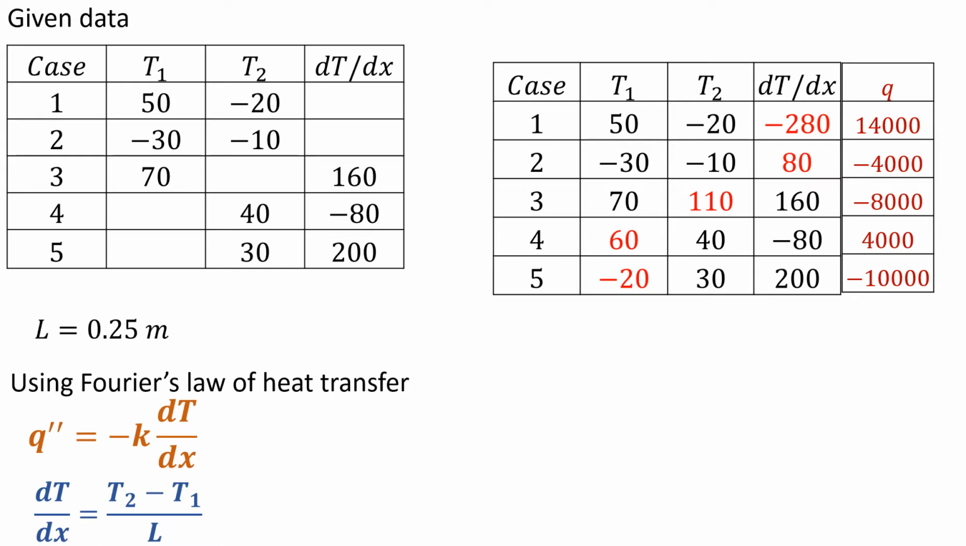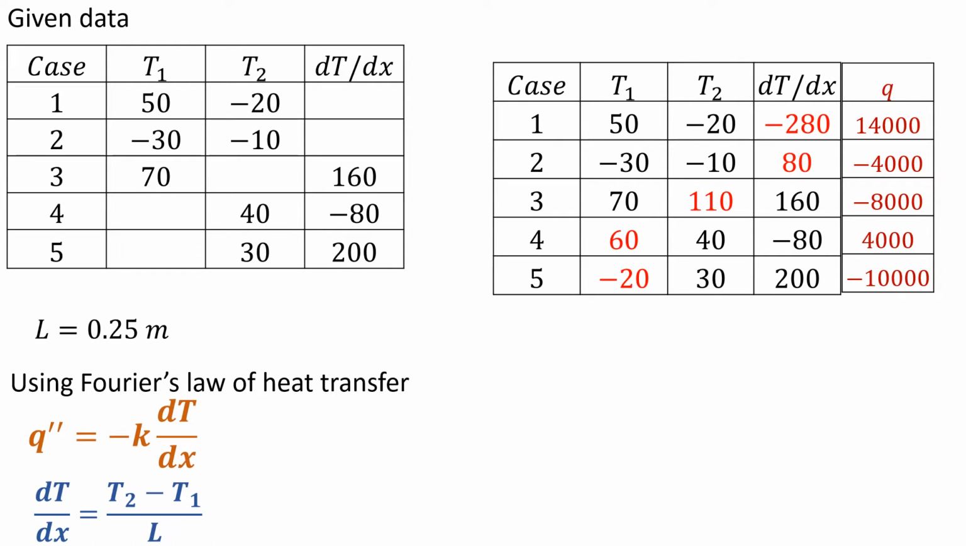For example, in case 1, we assume that heat is transferring from T1 to T2, and it is real that T1 is higher than T2. So in actual, heat is transferring from higher temperature to the lower temperature, because T1 is 50 degrees centigrade and T2 is minus 20 degrees centigrade. So the direction of heat flux is according to our assumption.